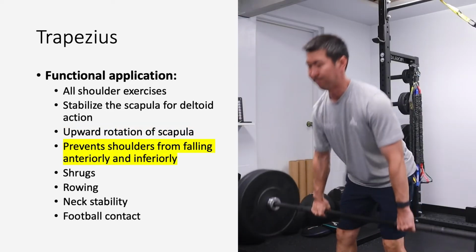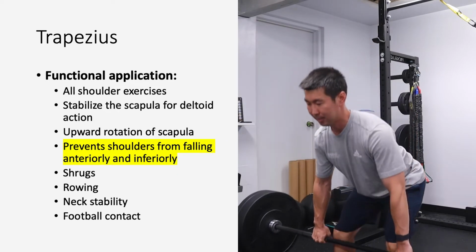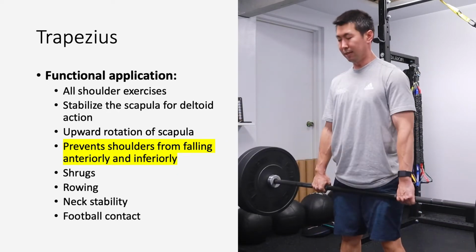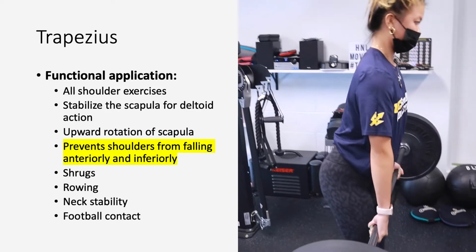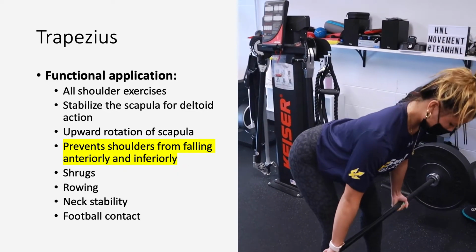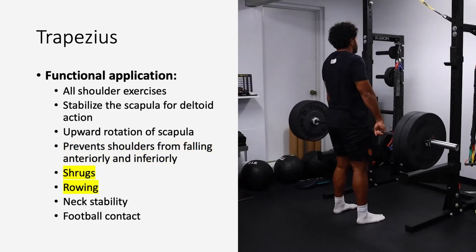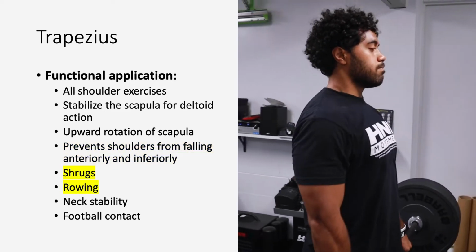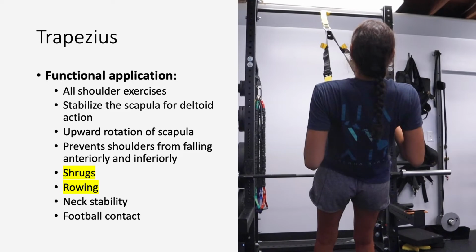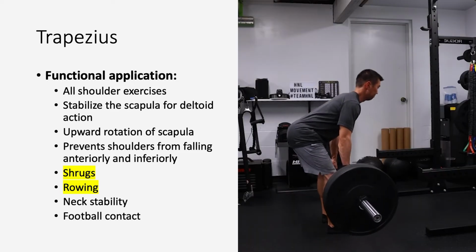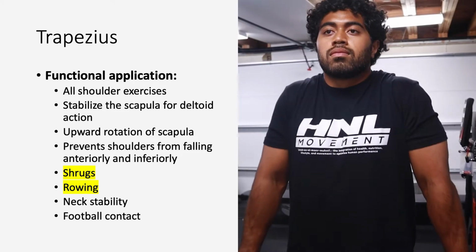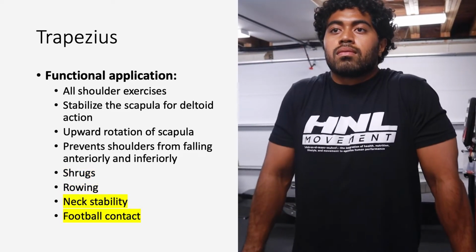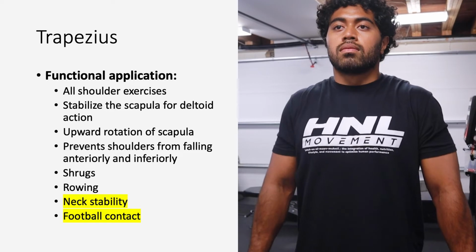In many lifts that we do, especially things where we're holding on to weight, it prevents the shoulder from falling anteriorly and inferiorly because it's going to have that retraction component and that elevation component of your shoulder blades, or your scapula. So you see this primarily in shrugs, in rowing types of exercises and movements, even things like deadlifting when you need to hold the bar and you need to retract and keep your shoulder blades in that neutral position.